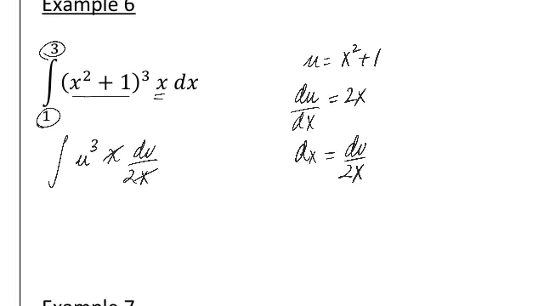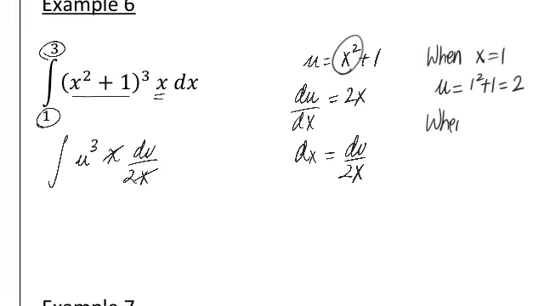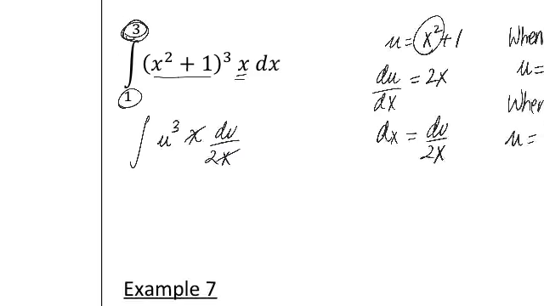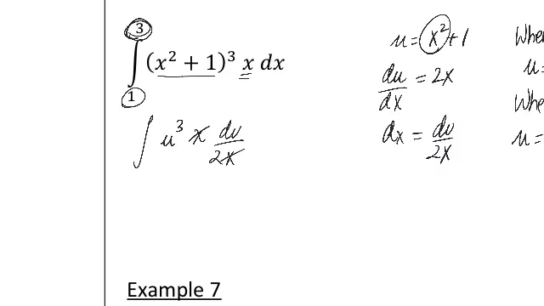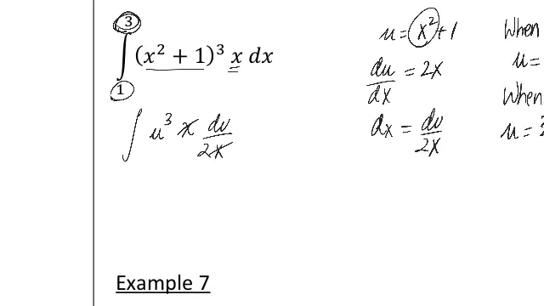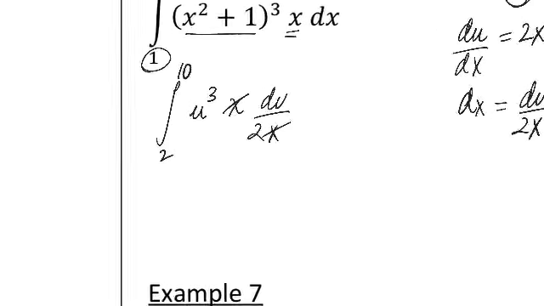We're all happy. The only thing is we have to change these numbers. So what we do is I like to write on the side: when x is equal to 1, u is equal to 1 squared plus 1, so plug it into the u equation, which is 2. When x is equal to 3 up top, u is equal to 3 squared plus 1, which is 9 plus 1, equal to 10. So now my integral in u has to be written as going from 2 to 10, not 1 to 3. And that's super important.